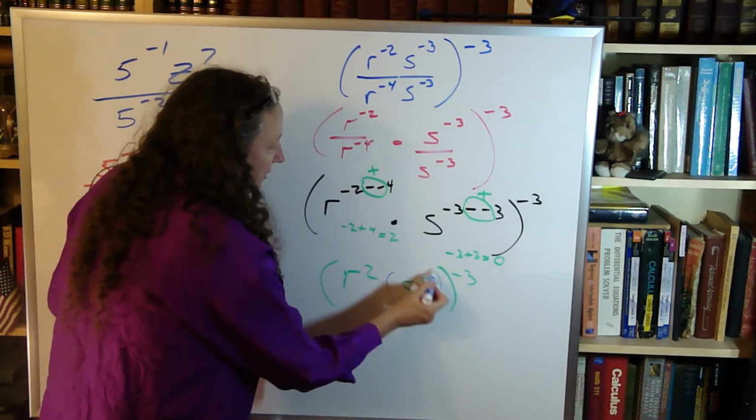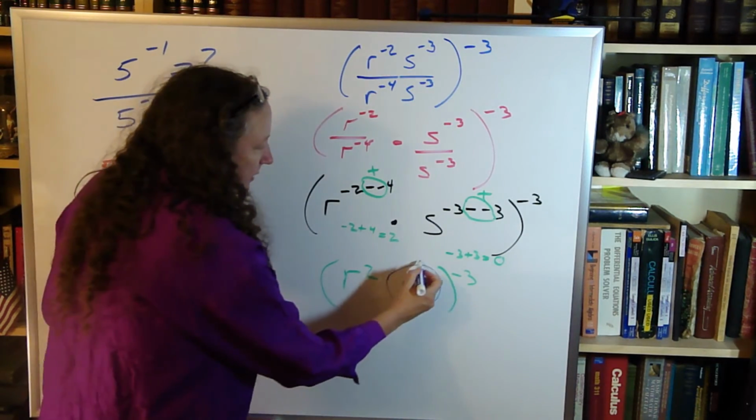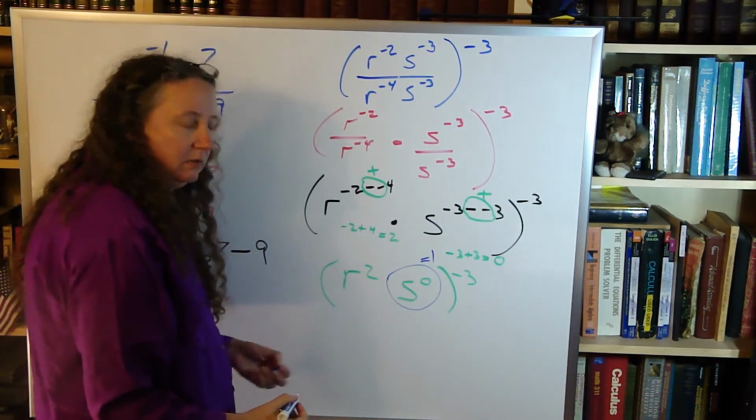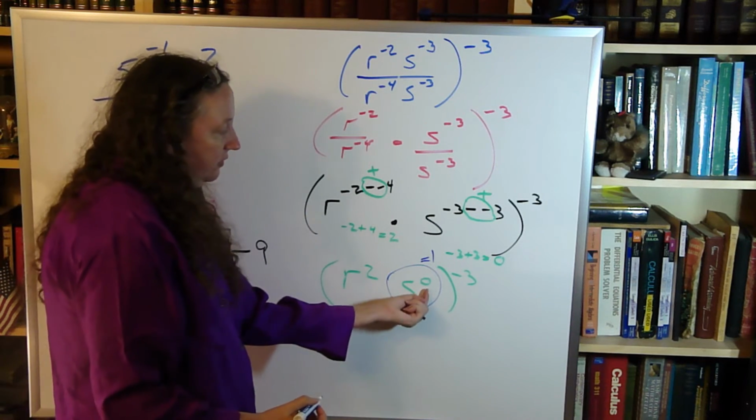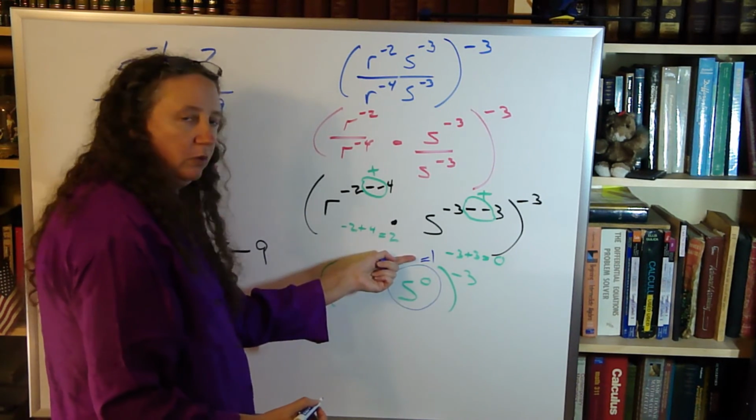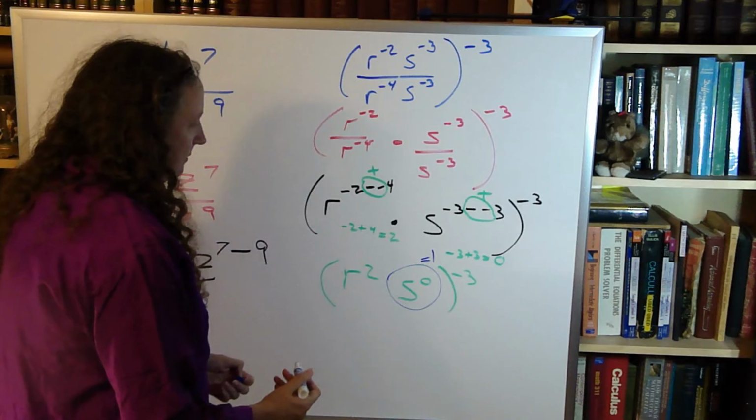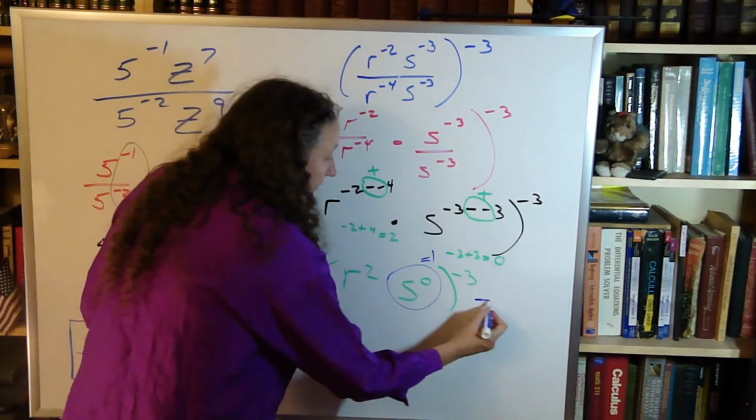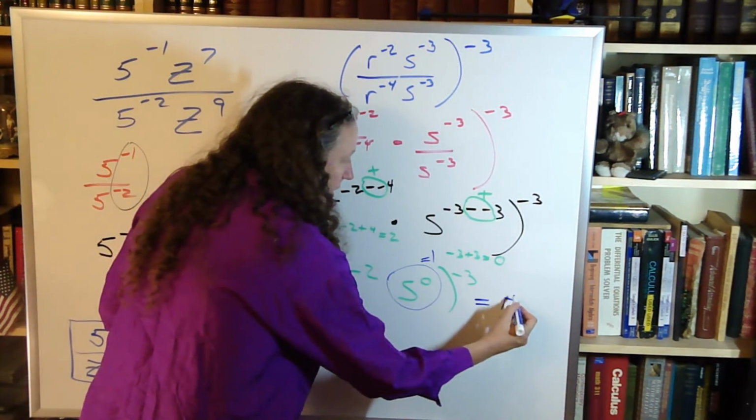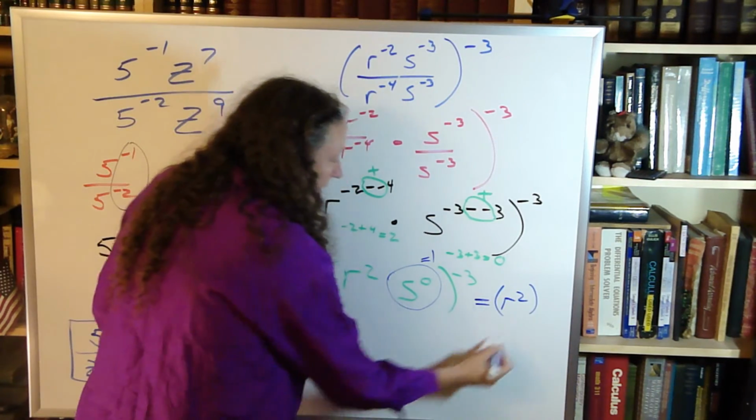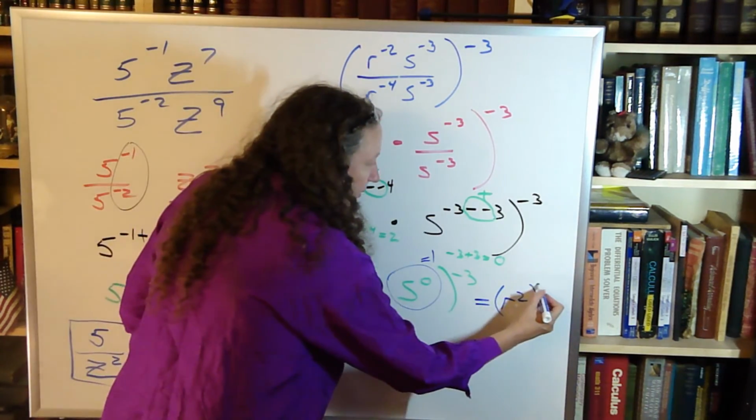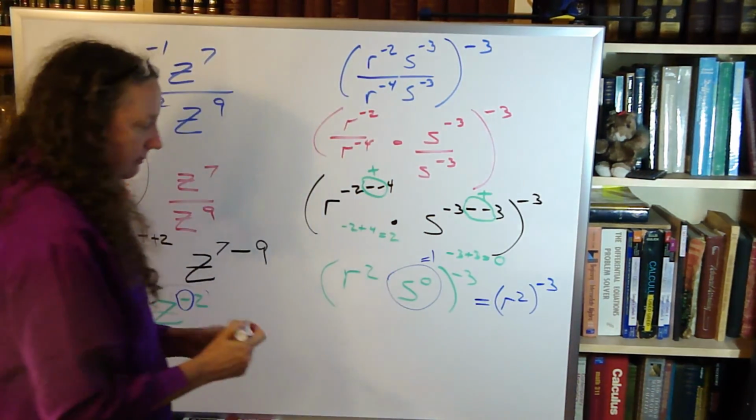Looking at this s to the 0, that equals 1. Anything raised to the 0 power equals 1. So all I really have left is r squared in the parentheses raised to the negative 3.